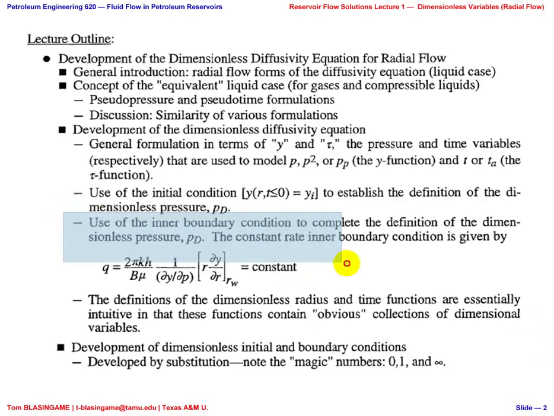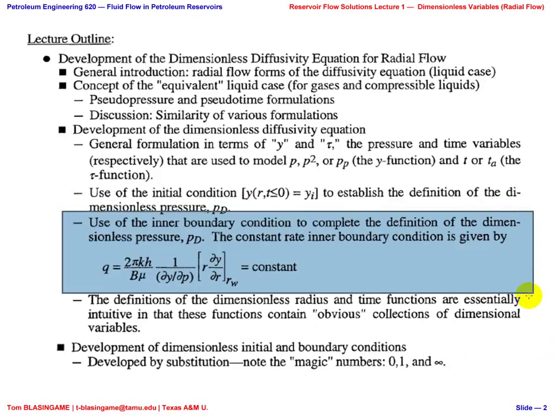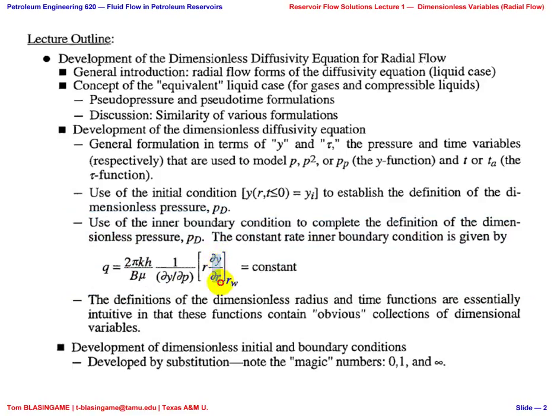So the inner boundary condition is given by Darcy's law. And again, this silly dY/dP, or dY/dr and dY/dP, comes from the fact that we're working in Y and not in pressure. So of course, if you multiply that through, that just becomes dP/dr. But for the sake of argument, just assume we're working in P. So again, Darcy's law and Darcy's units, and then our gradient term evaluated at the wellbore, and it's equal to a constant.